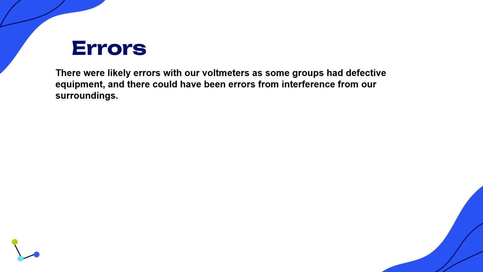And so for our errors, there were likely errors with our voltmeters. Some groups had defective equipment, and there could have been errors from interference from our surroundings.